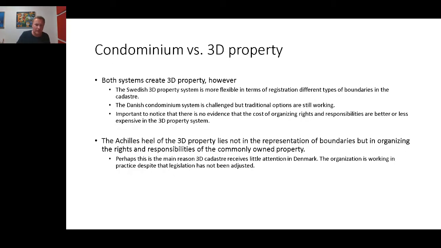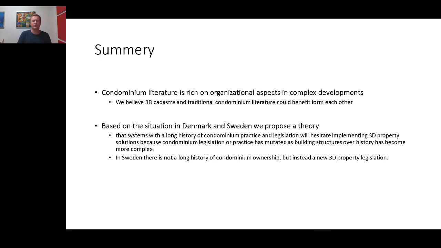So to sum up our points, one of the purposes with this presentation is to show that the condominium literature is rich on organizational issues and legal issues, and the 3D cadastre research, as we have identified, is rich on the aspects of registration, modeling, and technical aspects. So we believe that if both research fields bridge, they could benefit from learning from each other.